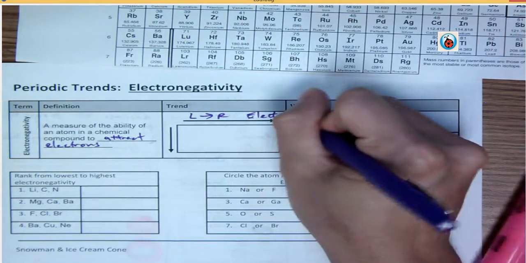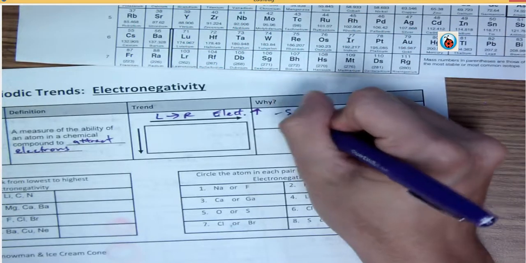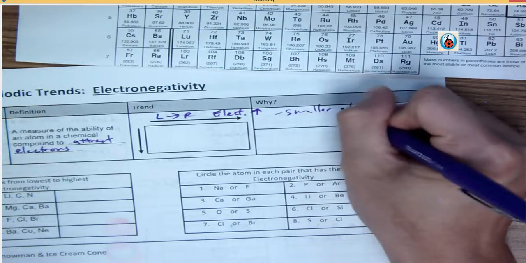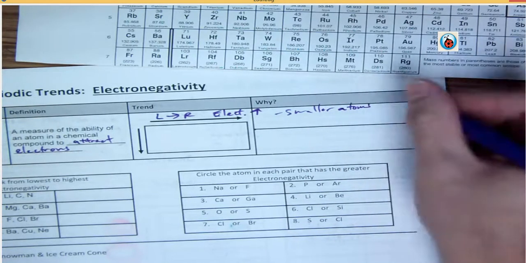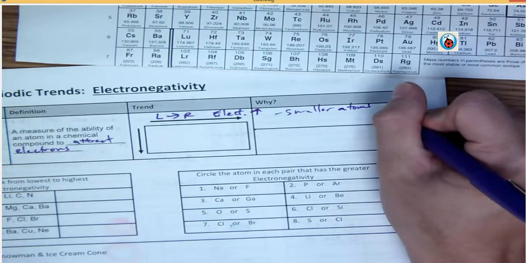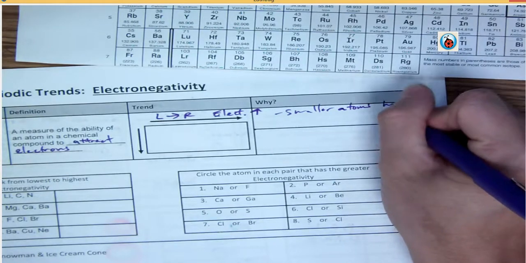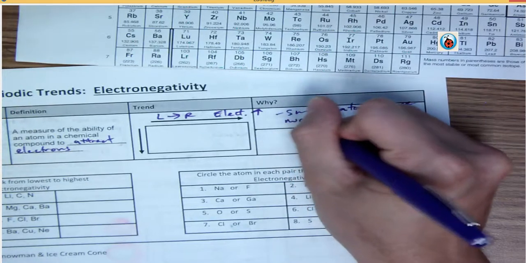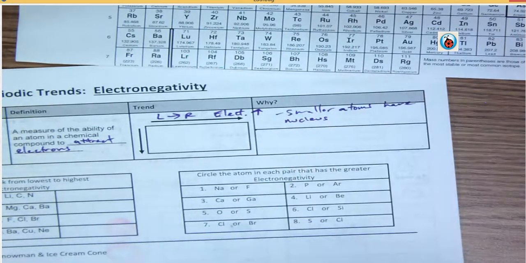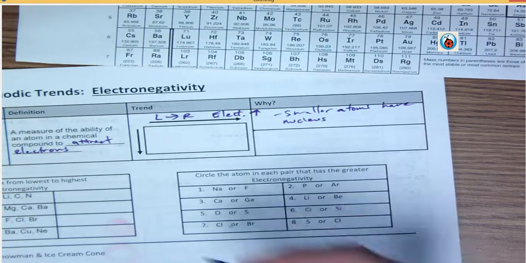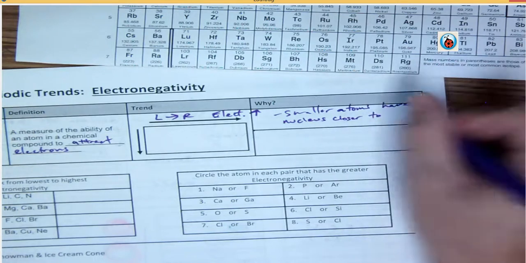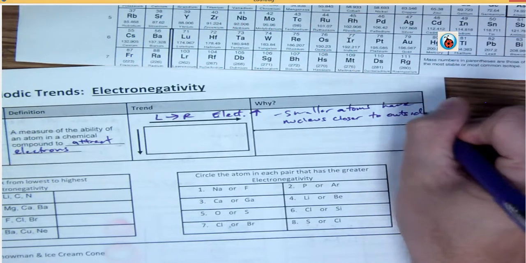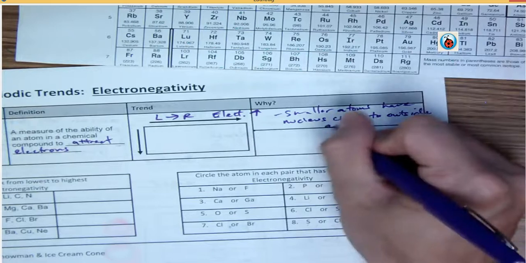electronegativity increases, because smaller atoms have a nucleus... I don't know. There's so many ways to write this. I make a different definition each time, but it's still the same concept. Small atoms have the nucleus closer to the outside, the surrounding electrons, so the attraction is stronger.